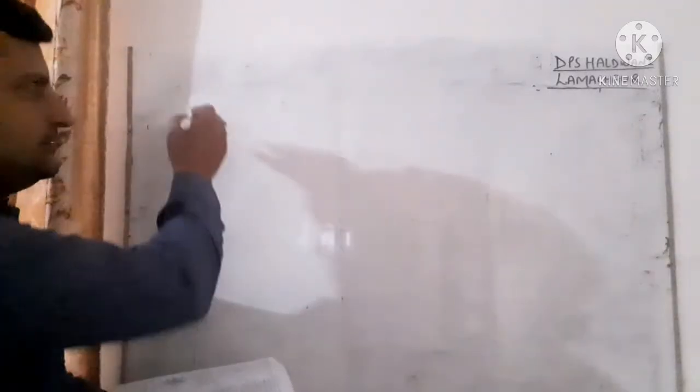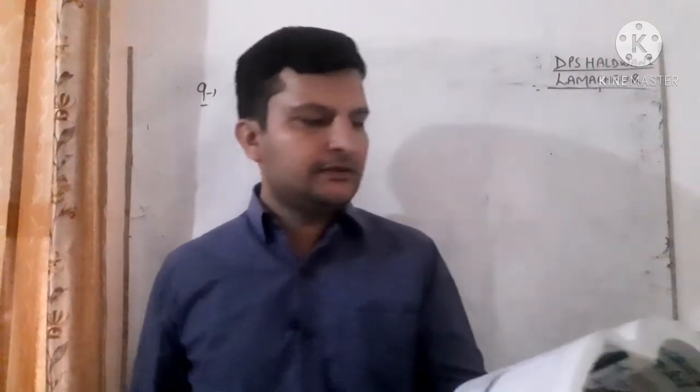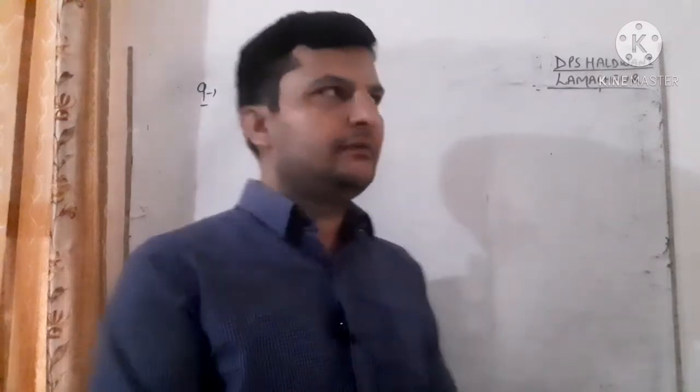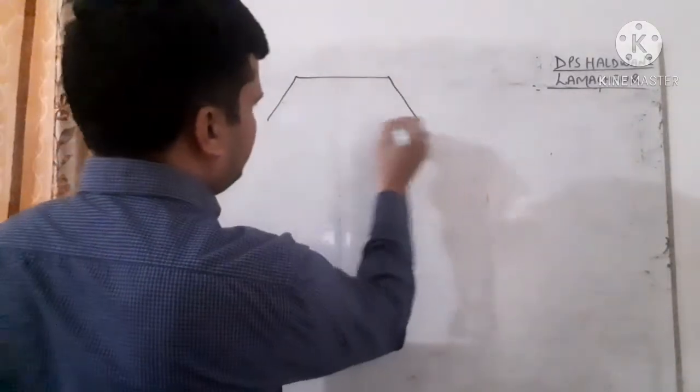Now student, the last question is this one, question number 9. This is very important from your exam point of view also. So students, question number 9 is given that a field is in the shape of a trapezium whose parallel sides are 25 meter and 10 meter, and its non-parallel sides are also given, 14 and 13 meters. So student, first we have to make the figure. When you will make the figure, you will get the right answer.